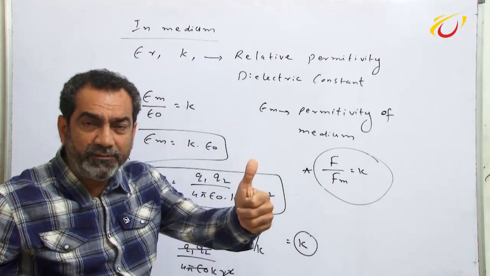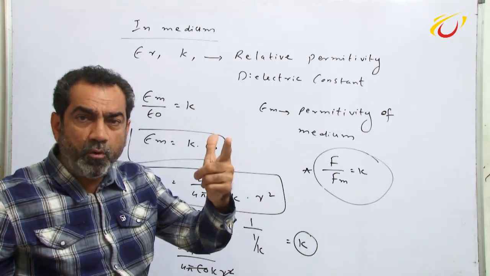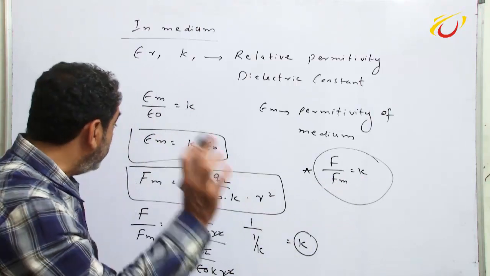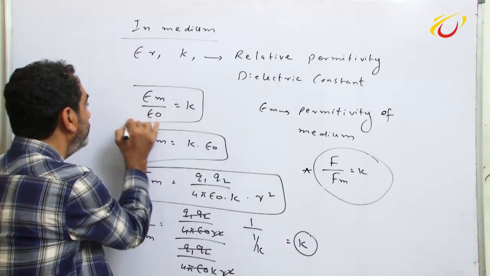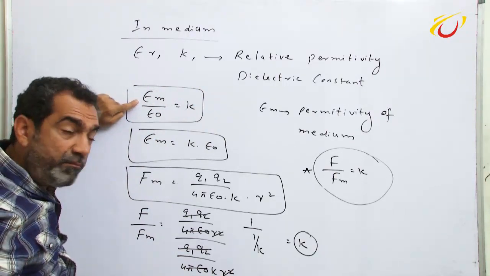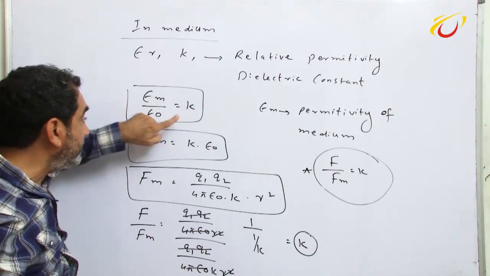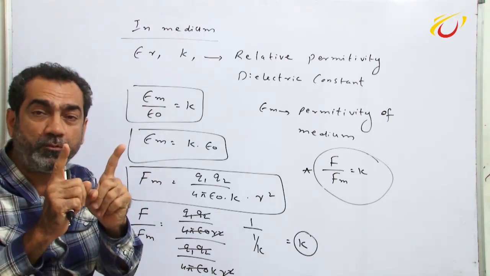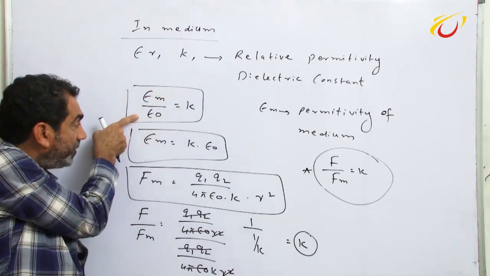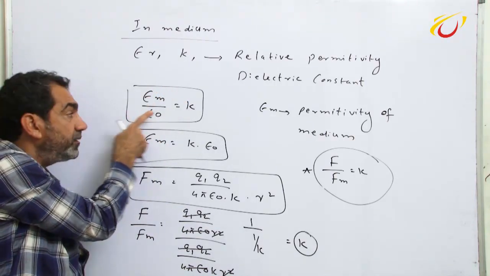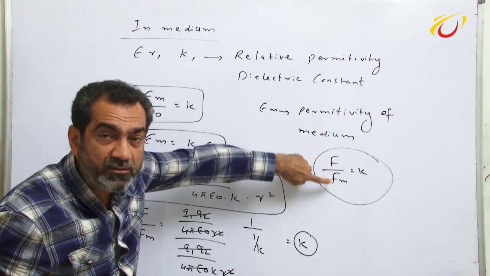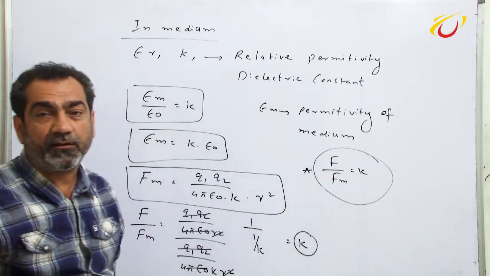What you have derived: Coulomb force in free space over Coulomb force in medium is nothing but the dielectric constant. Second formula also for dielectric constant: permittivity in medium over permittivity in free space is called dielectric constant. Remember both formulas. Another formula, beta: force in free space over force in medium is called dielectric constant.